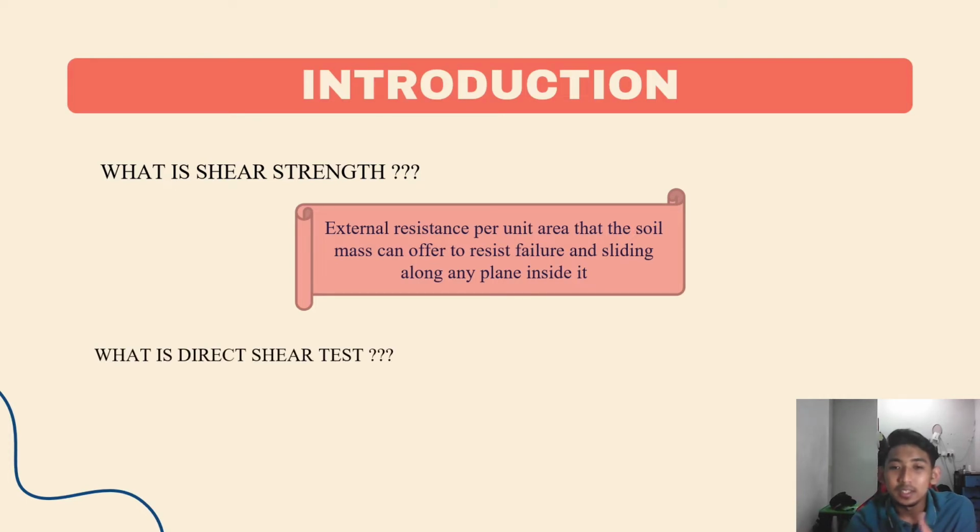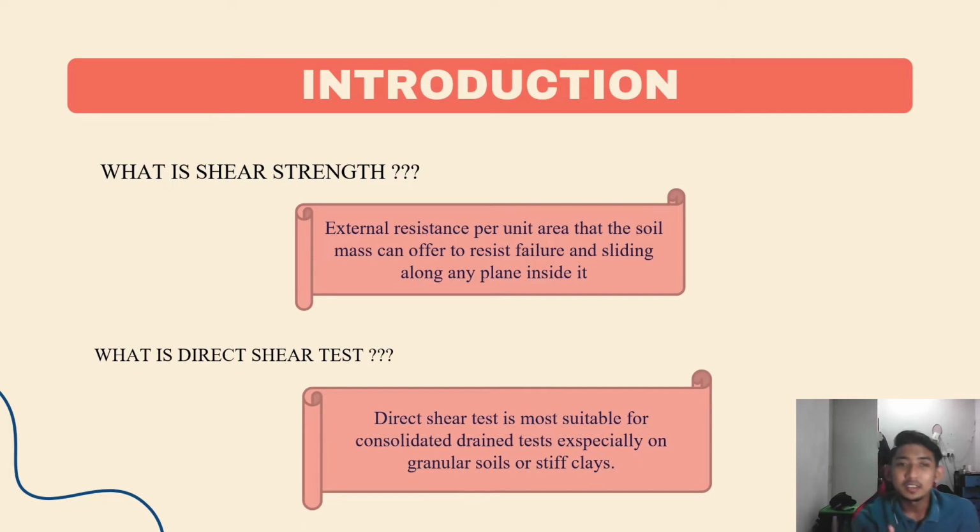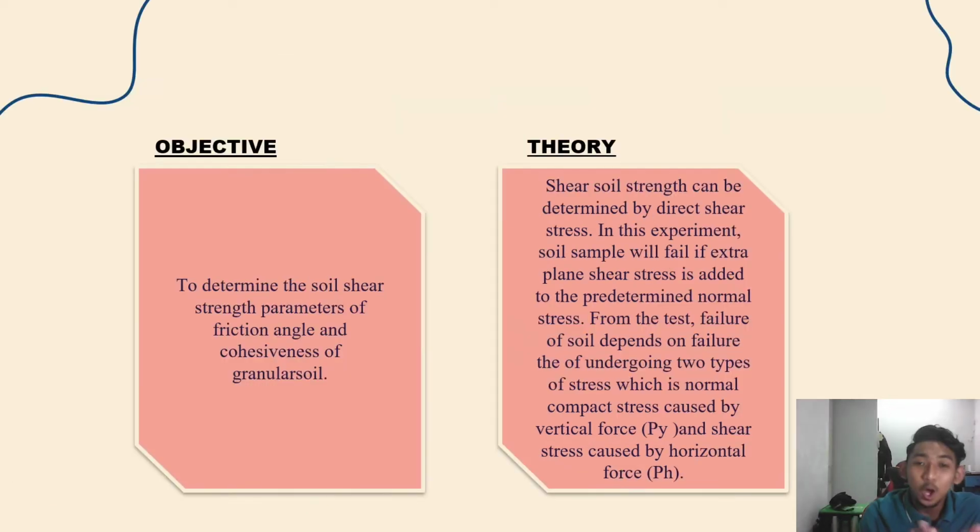Next, what is the direct shear test? The direct shear test is most suitable for a consolidated drained test, especially on granular soil or stiff clay. The objective of this test is to determine the soil shear strength parameters of friction angle and cohesion of granular soil.